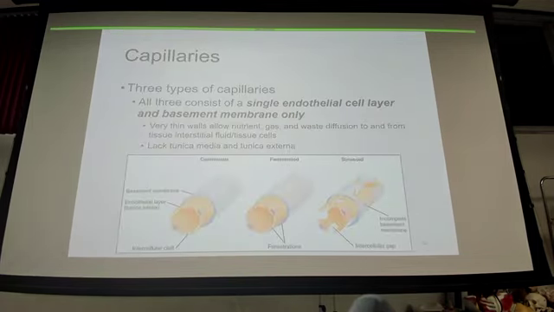There are three main types, all right? They all have these same layers, but the layers are going to be constructed differently based on the area of the body, the tissue of the body that they are perfusing, that they are intended to deliver stuff to, all right?